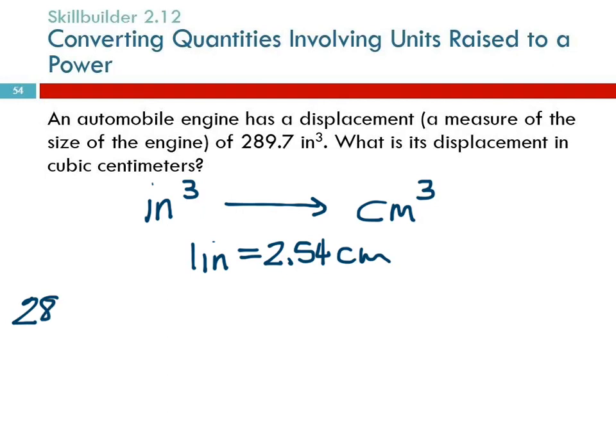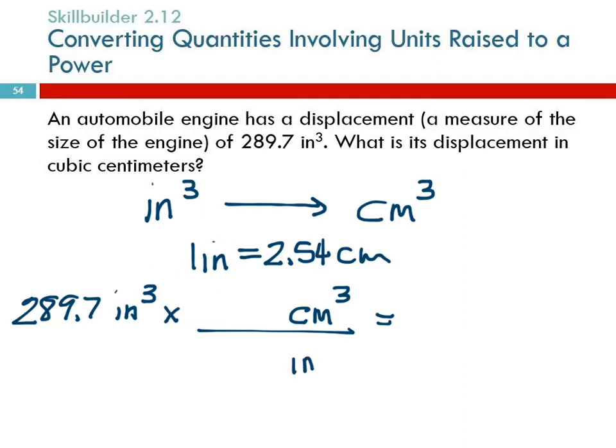So we're going to start with 289.7 cubic inches. We've got one conversion factor here. We're going cubic inches to cubic centimeters. So here we've got cubic inches and we need to go to cubic centimeters. And we want to put cubic inches down here so the units cancel out. Our relationship here doesn't have cubic inches and cubic centimeters in it. So we need to cube it. We need to cube that side, and we need to cube this side.